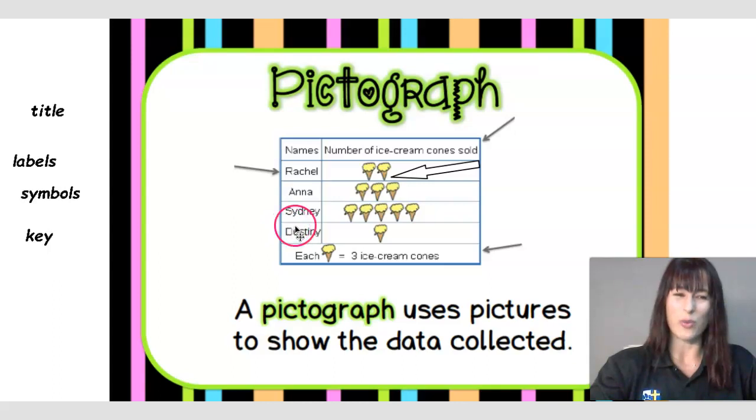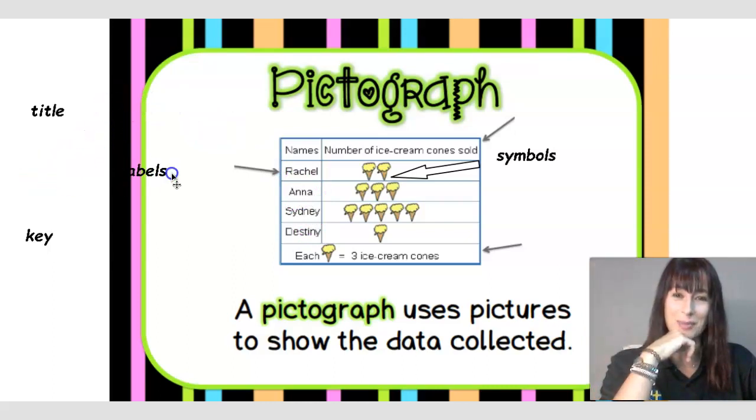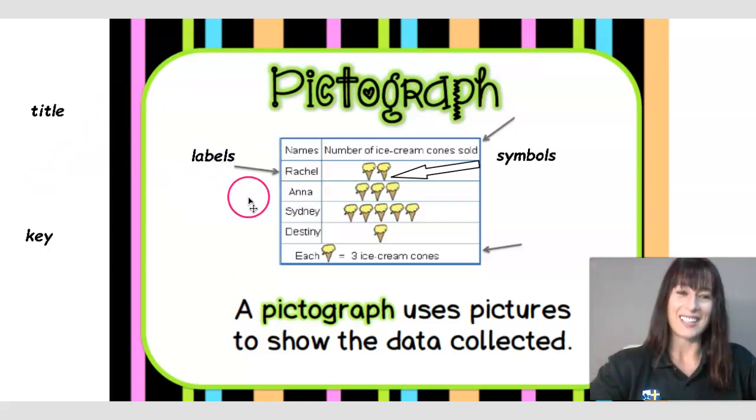Well, I think I know. I remember what I said. This in the middle is called symbols. Yep, it's called symbols. We don't call it pictures, right? We call it symbols. We are fancy. Now, this on the left, what did I say? Did you say labels? That's correct. These on the left here are labels.